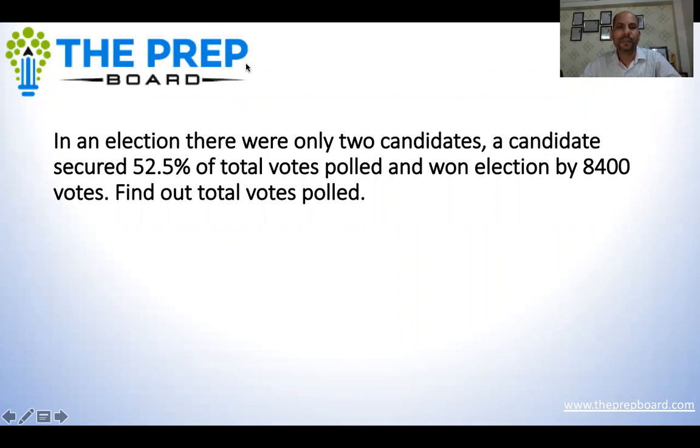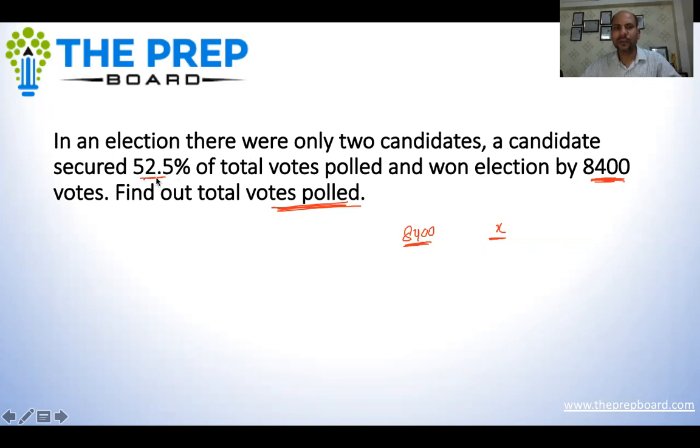Another frequently asked question: in an election, there were only two candidates. A candidate secured this much votes in one election by this many votes. Find out the total votes polled. A number 8,400 is given, and another number we are supposed to find. What is this 8,400? This is the margin of winning. It means this should be the difference between the votes received by the winner and the loser.